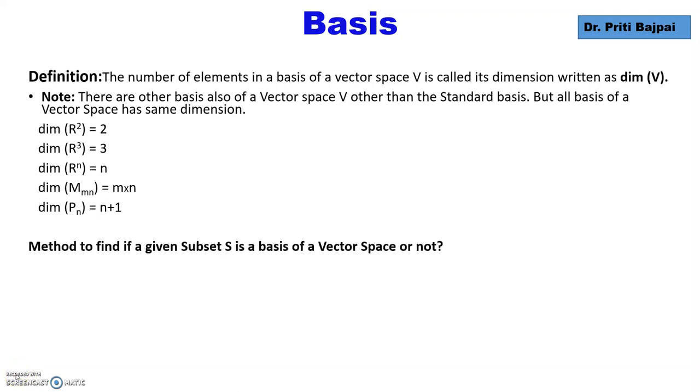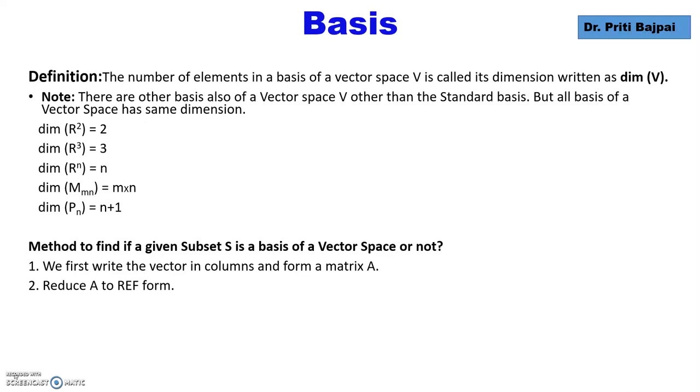If we want to find if a given subset S forms a basis for a vector space or not, first we write the vectors in columns and form, let's say, a matrix A. We will first reduce the matrix A to the row echelon form and then we'll check the rank of the matrix. If the rank of the matrix A is equal to the dimension of the vector space under consideration, then the subset forms a basis, otherwise it does not.